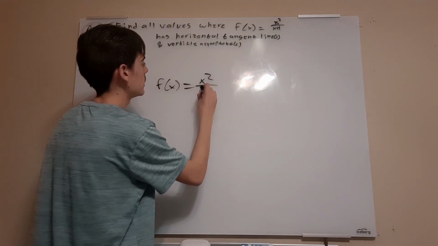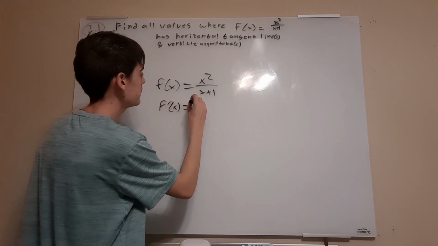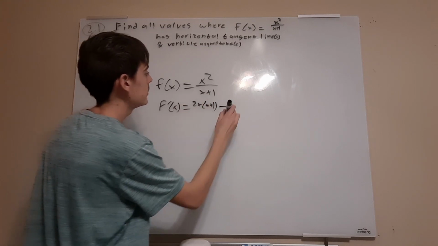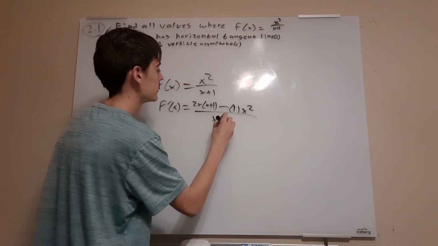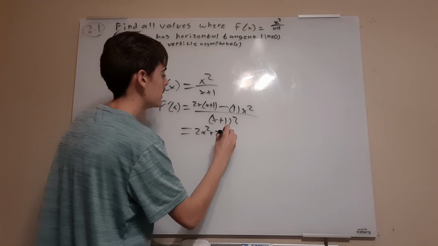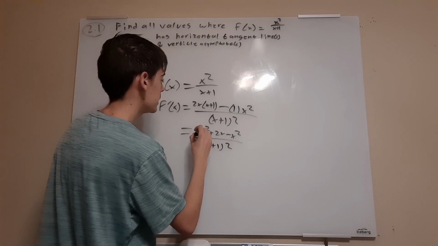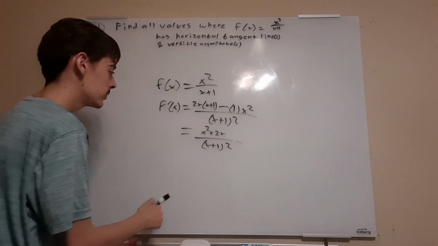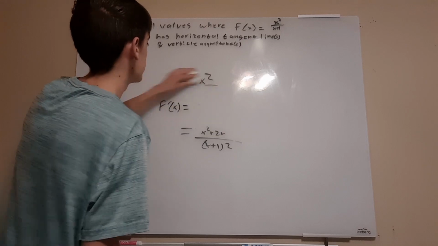So f of x equals x squared over x plus 1. F prime of x, if you remember our quotient rule, is going to be the derivative of the top, so 2x, times the bottom, x plus 1, minus the derivative of the bottom, which is 1, times the top, all over the bottom squared. So that'll be x plus 1 squared. Simplifying that, we will get 2x squared plus 2x minus x squared, all over x plus 1 whole squared. And we can simplify the 2x squared minus x squared, so we'll just have x squared plus 2x over x plus 1 all squared. And that's going to be our derivative. So let's get rid of all this other stuff.